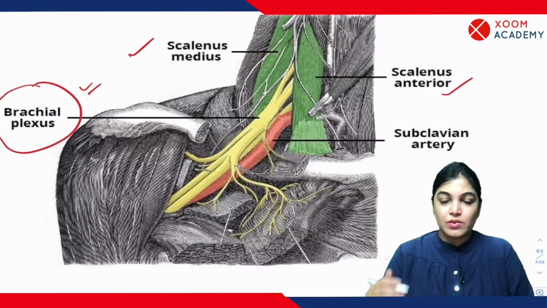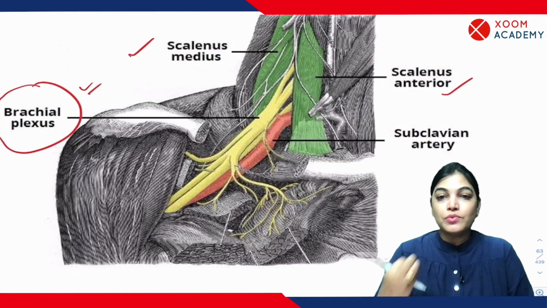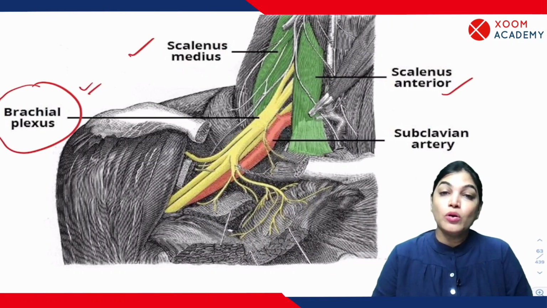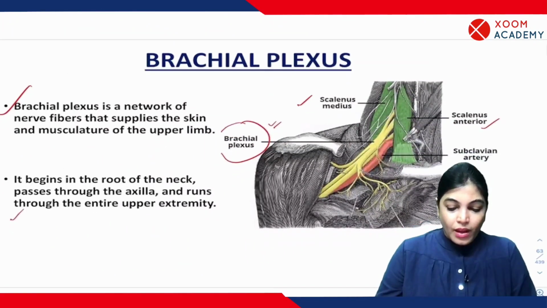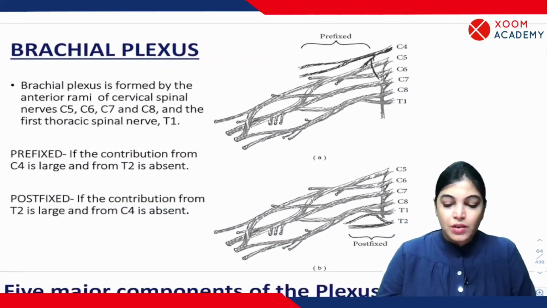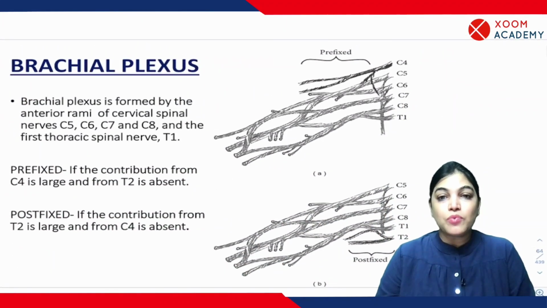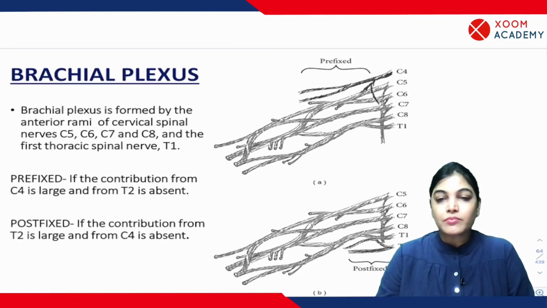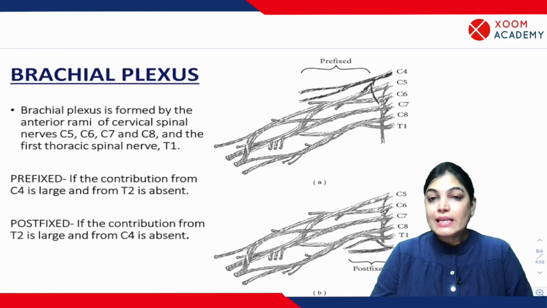What do you mean by the root? The nerve roots which form the brachial plexus. Both the roots and the trunks of brachial plexus reside in the neck region. Now let's talk about the formation. Primarily, it is formed by the ventral rami of C5, C6, C7, C8 and T1.